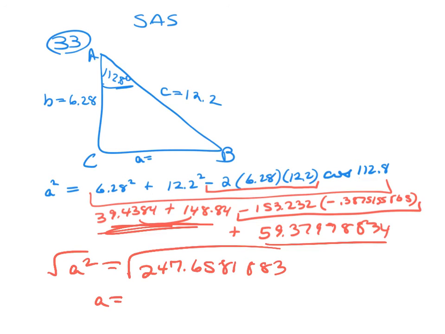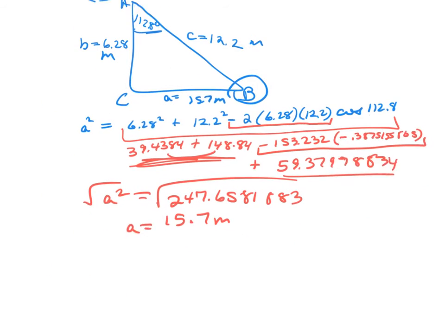And a is approximately equal to 15.73, so I'm going to make it 15.7. And these original things up here, these are all meters, so this is 15.7 meters. Now what I can do is find the smaller of the two angles. So I'm going to go ahead and look at my sides. Notice b is 6.28, c is 12.2. So I'm going to find angle B first.